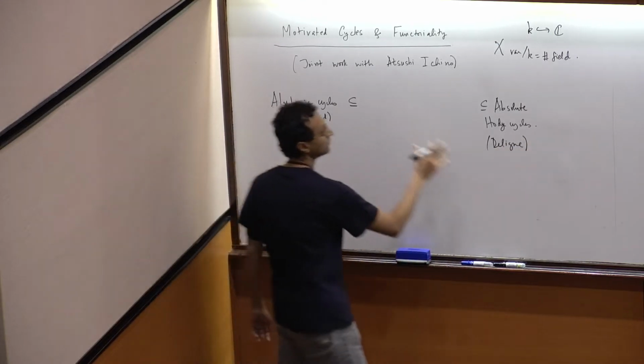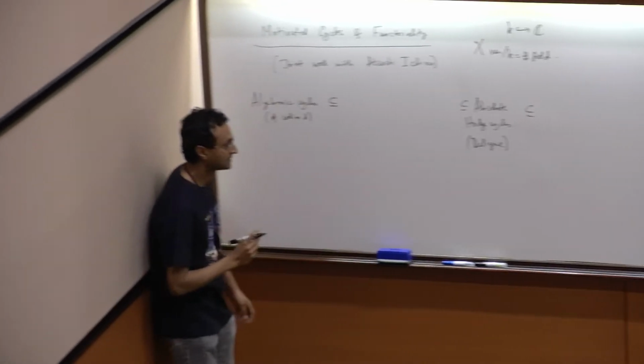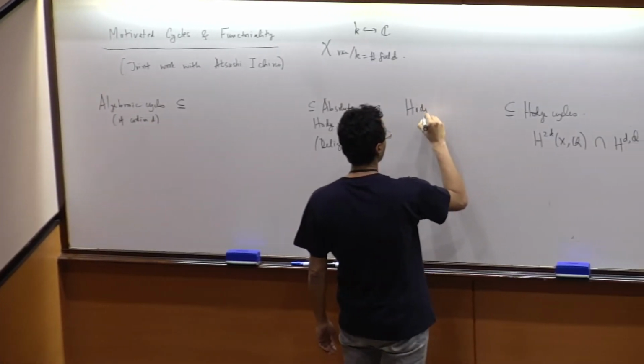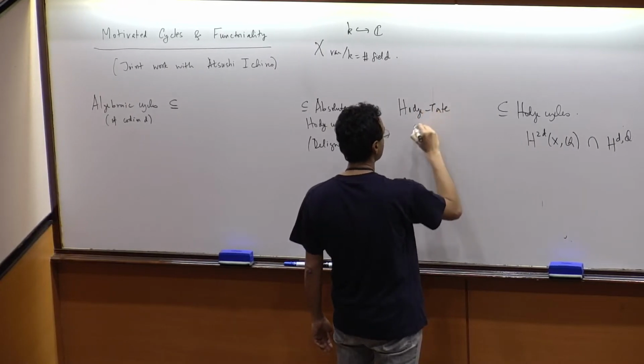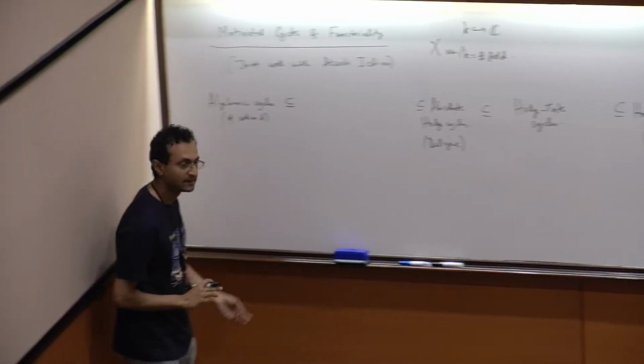But there are two notions that sit in between here and here that I'd like to discuss. So here, there's a notion of what I would call Hodge-Tate cycles. Let me say roughly what this is.